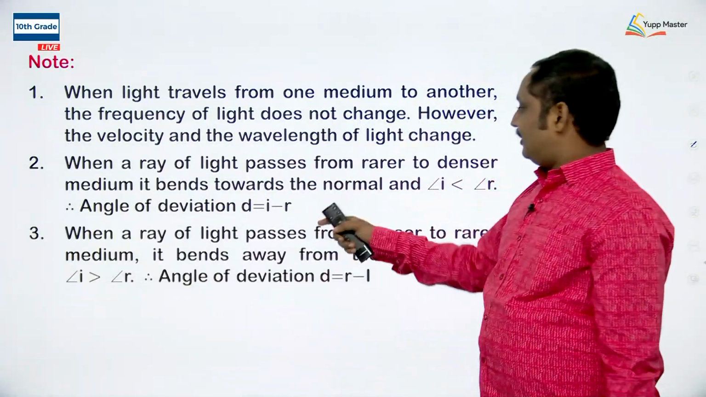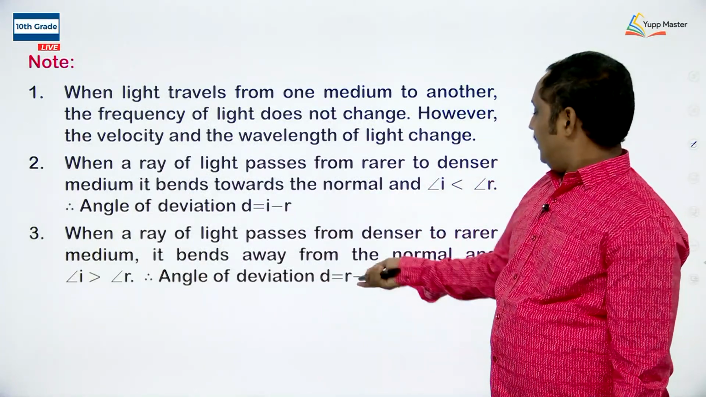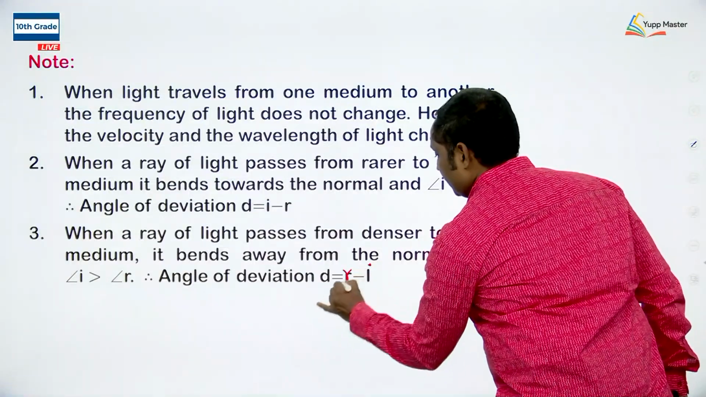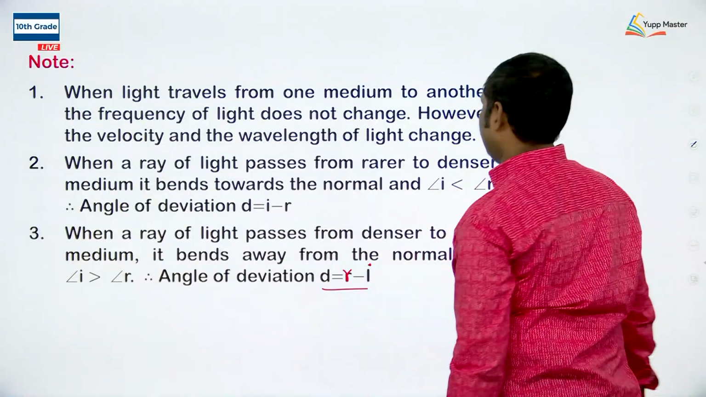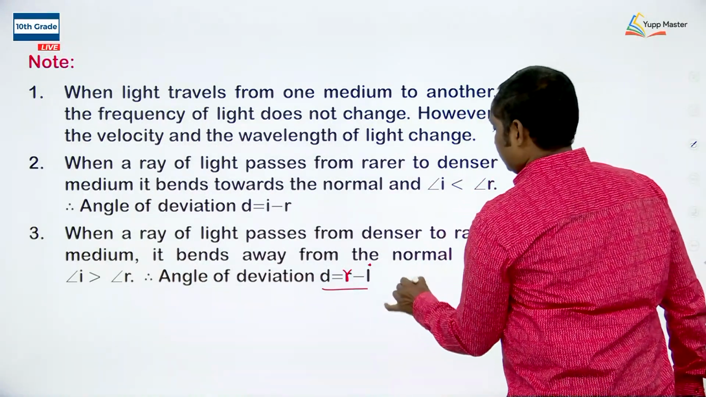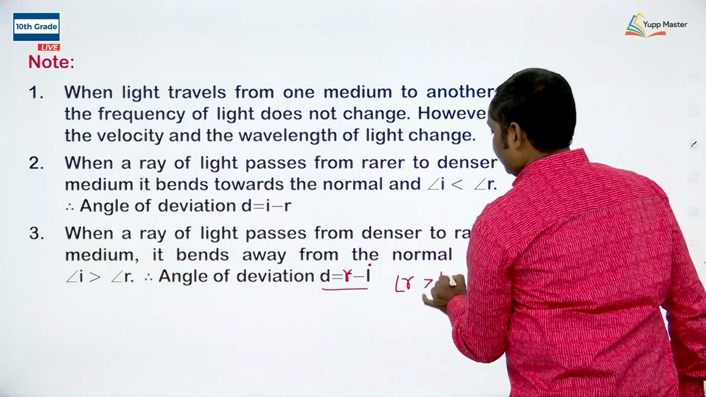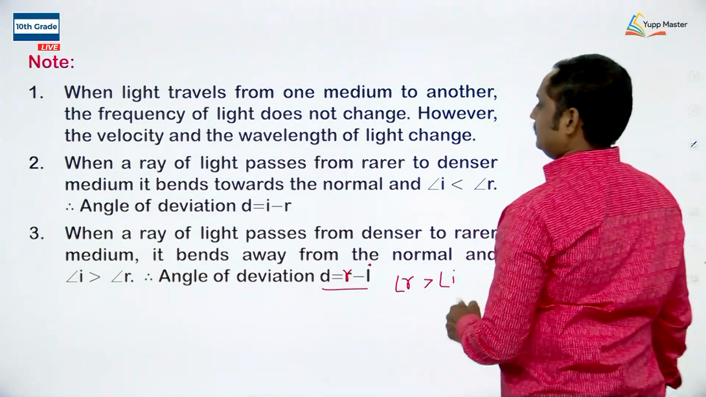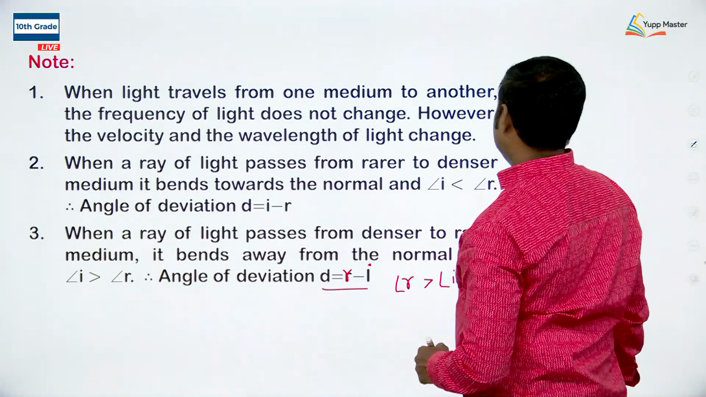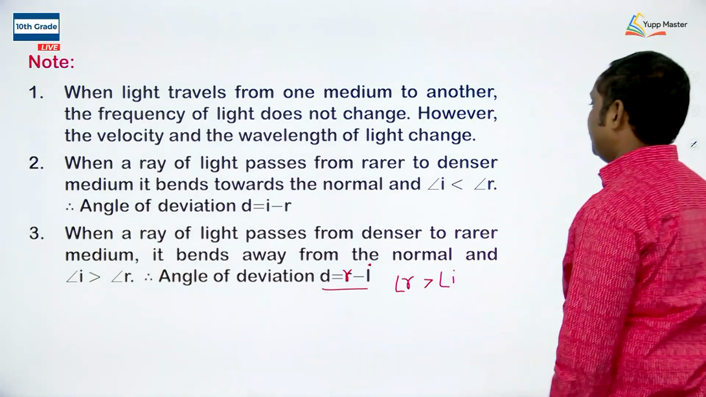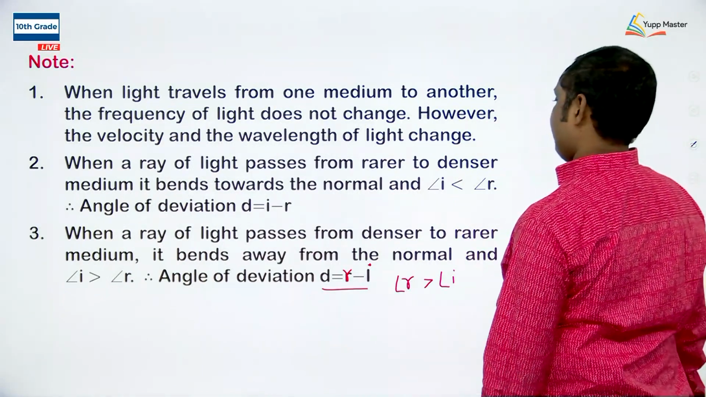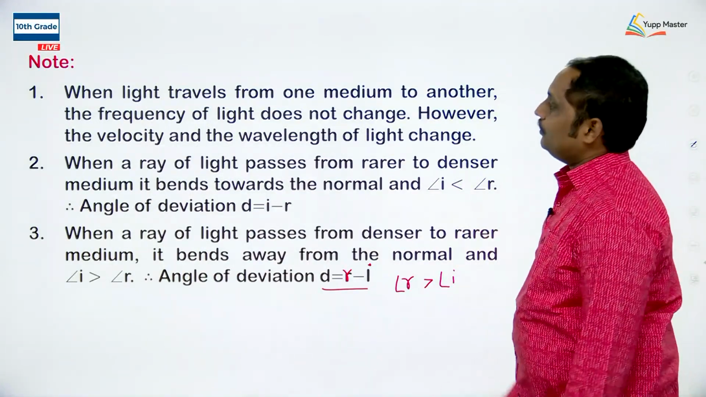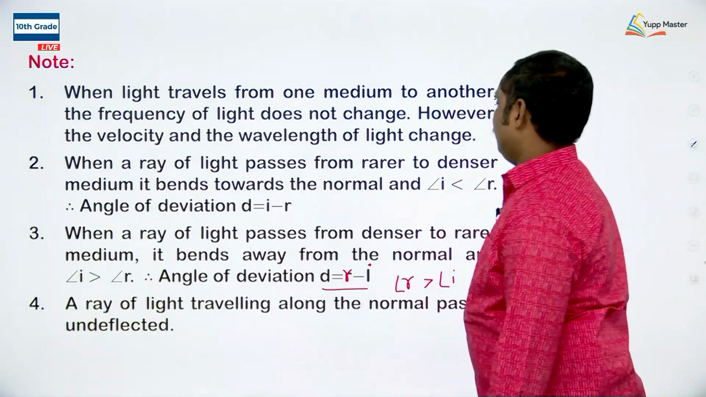Now, whenever light is allowed to enter from denser to rarer, you have to take that r and i. You will find out that here angle r is going to be greater than angle i. You can confirm here also: denser to rarer.